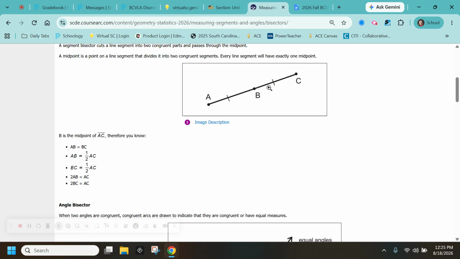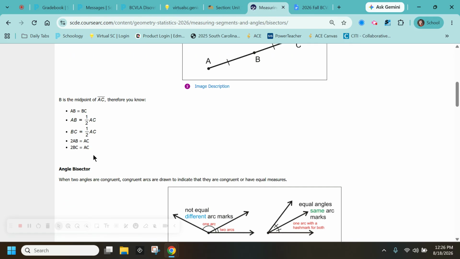So B is the midpoint of AC. We know that AB is equal to BC. We also know that AB is half the length of the whole segment. We also know that BC is half the length of the whole segment. So again, a bisector cuts it in half. So AB is half the whole, BC is half the whole. The whole thing is twice one of the halves. So that's what all of those mean.